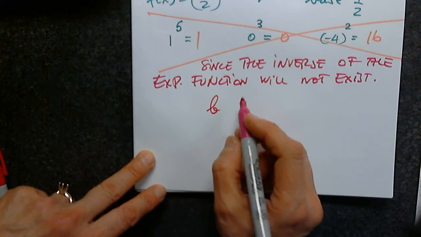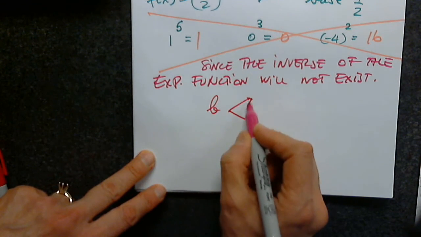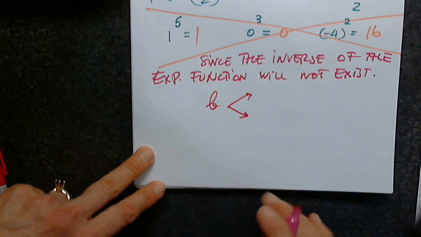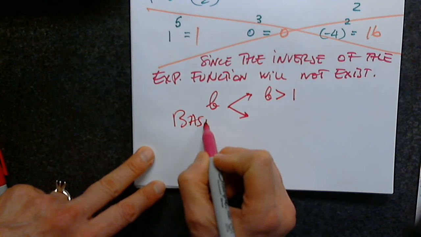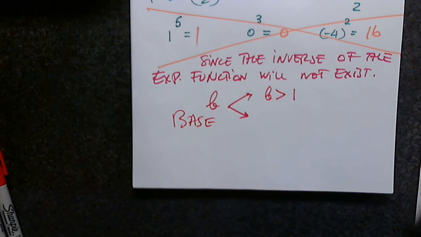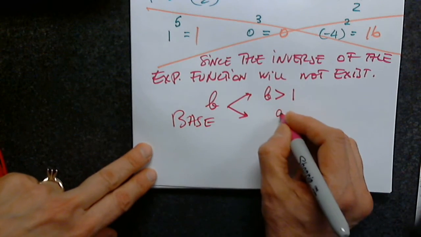So let's call the base b. It can be two things. b can be greater than 1, so this is the base. We're not talking about the domain. We're not talking about the variable here. We're only talking about how we define the exponential function. So the base cannot be 0, cannot be 1, and cannot be negative.